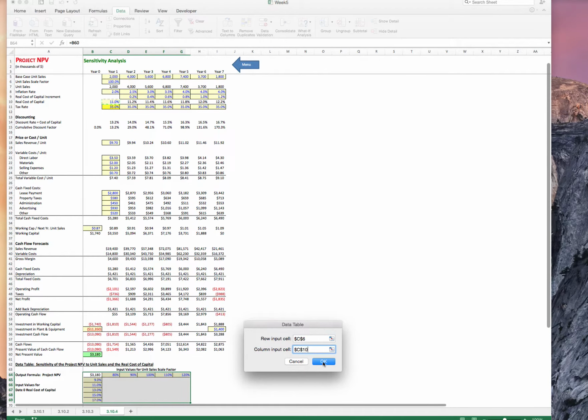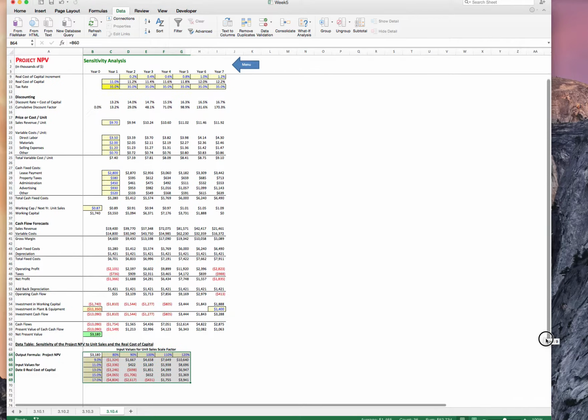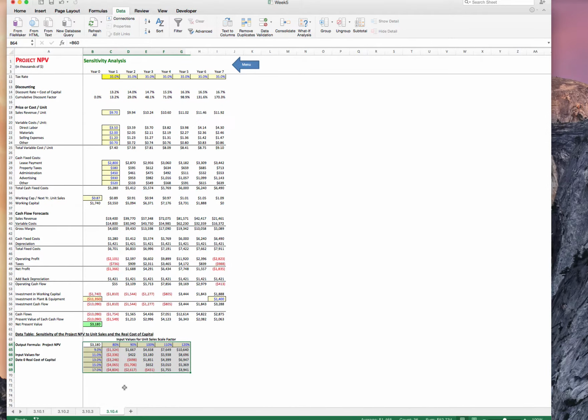right here. Now we hit OK, and this beautiful table auto-populates, and then we can see what the different NPVs are if we vary the sales scale factor or the cost of capital. You can see that only from here up we have a positive NPV, and from here down it's negative. So obviously if our cost of capital is too high and we don't sell enough, we're going to lose money. But if our cost of capital is low, even if we sell only 90% of what we are hoping to sell, we still make money right here.